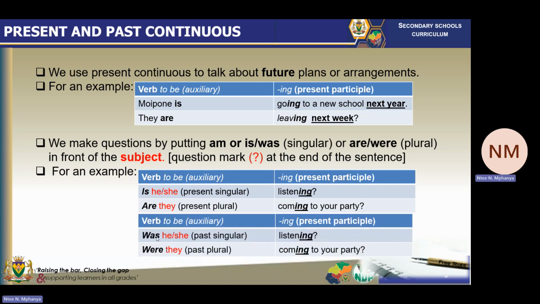In past continuous tense, the statement would have been, she was listening. But now that you are asking a question, we start with the auxiliary. Was he or she listening? They were coming to your party. Now let us form a question. Were they coming to your party?